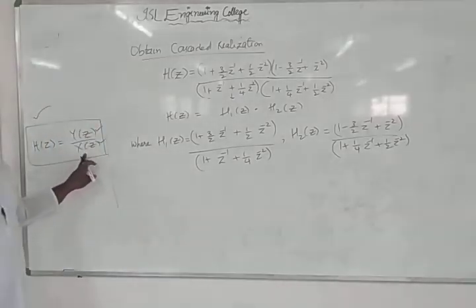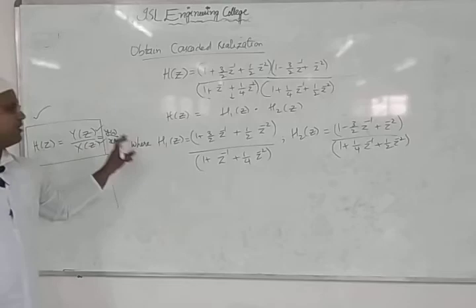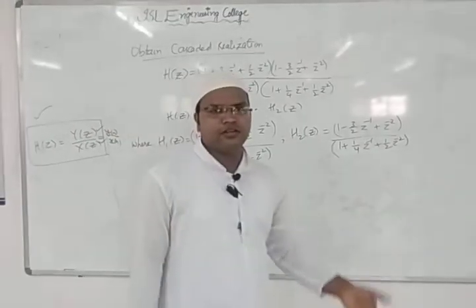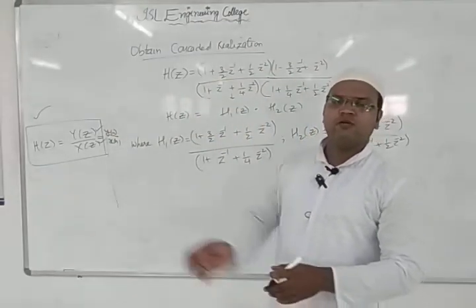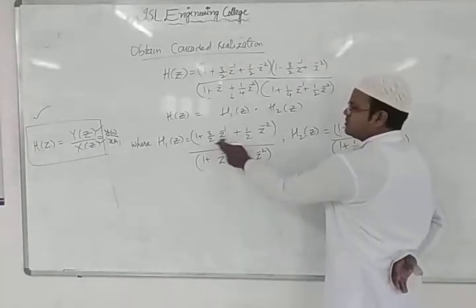Y of z by x of z, or if it is in the n domain I can write y of n by x of n. For z also you can write n, because the input we can give is n only. As you can see in the previous problem, whatever numbers we are giving, it is in the n domain. So now we'll write down these two factors first.